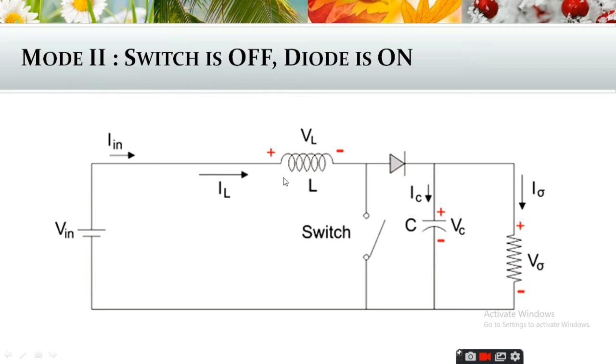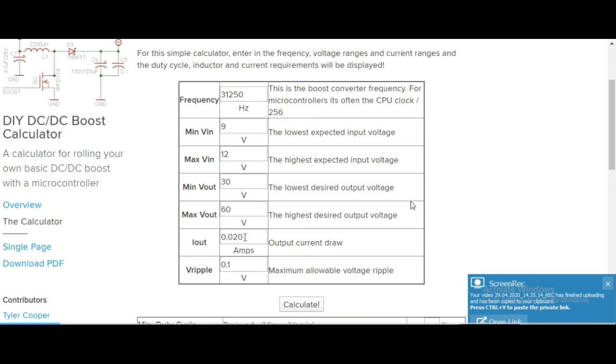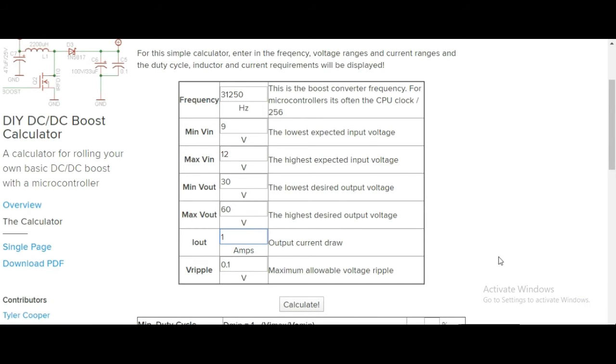In the inductor, current is forced to flow through the diode and load. The closed circuit path will be Vin plus, L, diode, load, and Vin minus. During this off period, the polarity of the EMF induced in L is reversed and current decreases from I maximum to I minimum.